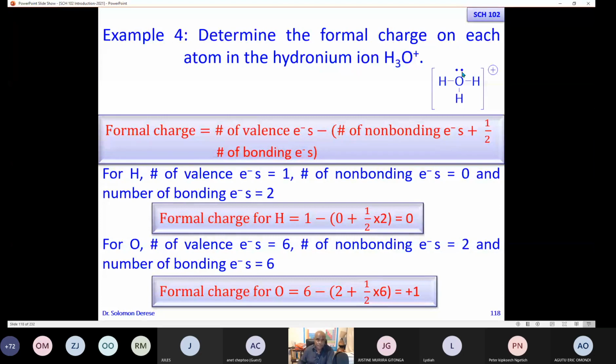Only 1. But on the oxygen, we normally have 2 lone pairs of electrons. So it has used its own electron to form a bond with hydrogen. So it has lost electron. So when something loses electron, it becomes positively charged. That's why the oxygen is positively charged.